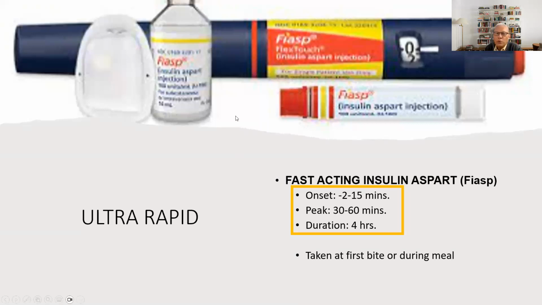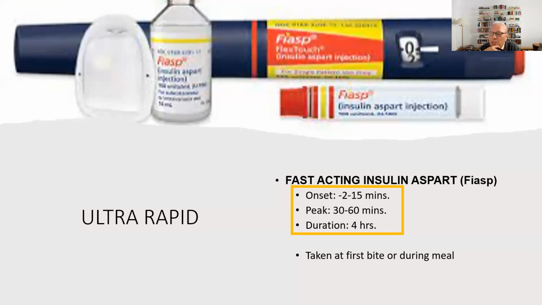So let's go to the ultra-rapid insulin. This is the fast-acting insulin, and it is Fiasp, or Fiasp aspart. The onset is within 2 to 15 minutes, with a peak of 30 to 60 minutes and a duration of 4 hours.